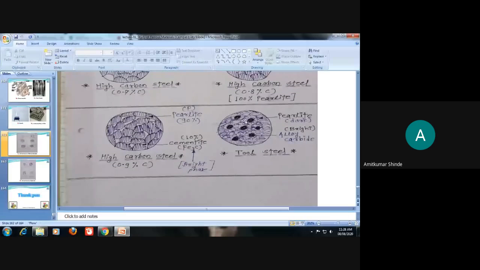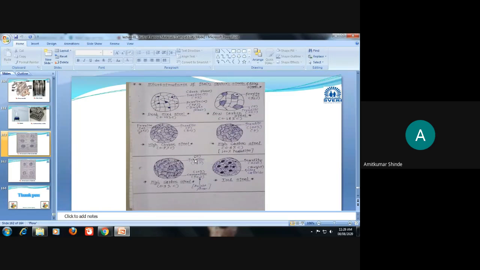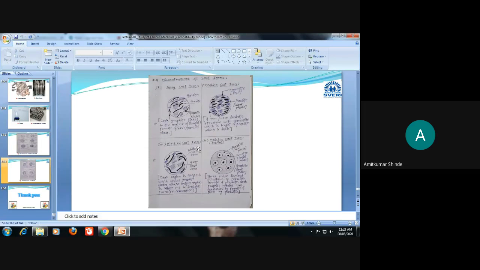And along with this, in the tool steel, dark phase pearlite and bright phase of respective carbides will be there. Okay, in this way we have discussed the microstructures of the plain carbon steels, alloy steels, and microstructures of the cast irons, different types of the cast irons. In this way, this second chapter is completed. First and second chapter is now completed. First chapter is related to the introduction and the different types of the phase diagram, and second chapter, that is the study of the ferrous materials and its different alloys.